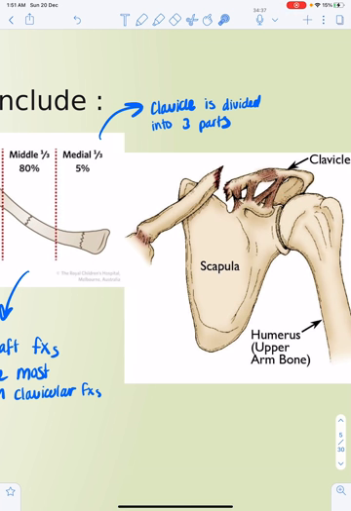We can even apply this to an analogy. Imagine you're holding a stick, okay? Your hands are on the right and left side of the stick, right? Your hands are like these ligaments, the lateral and medial ligaments. They represent your hands holding the stick. So if you generate a force on the stick and bend it, where is it going to snap? It's going to snap from the center, right? That's why the most common fracture is the midclavicular fracture.